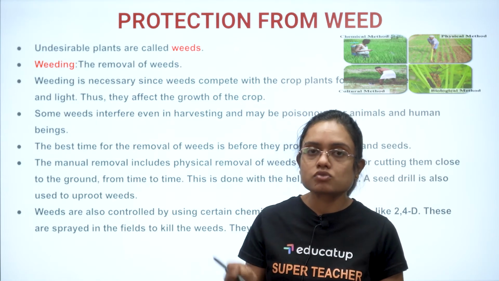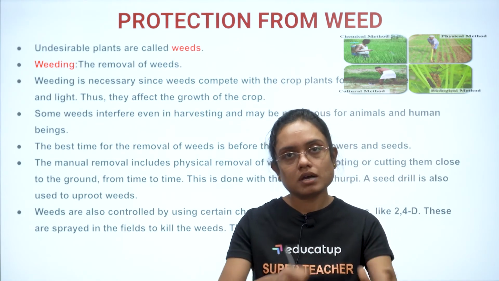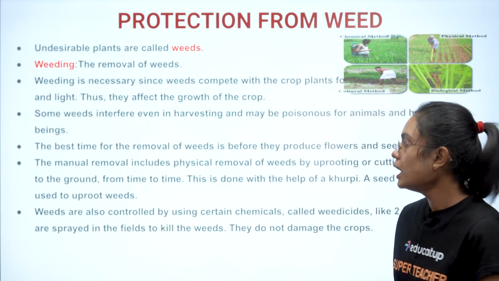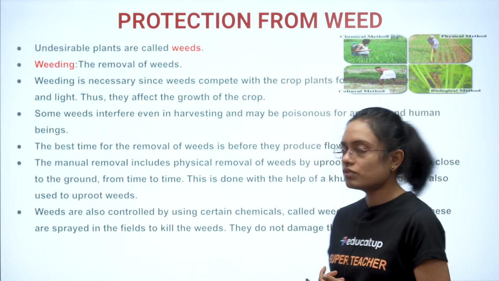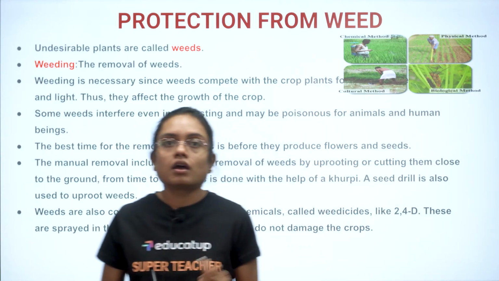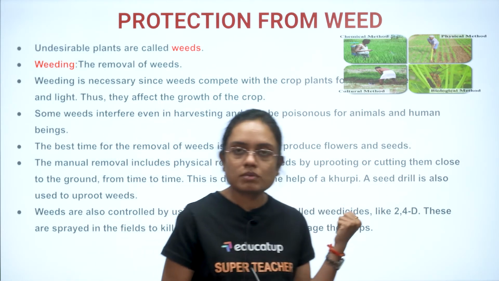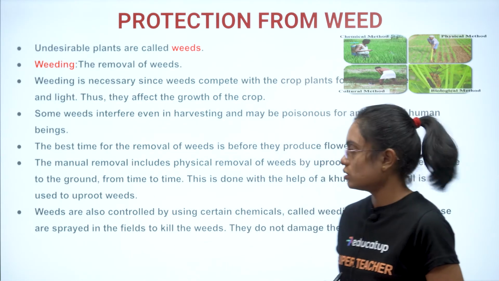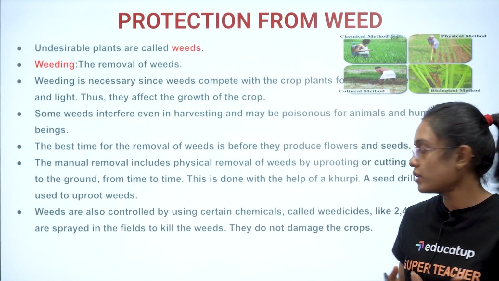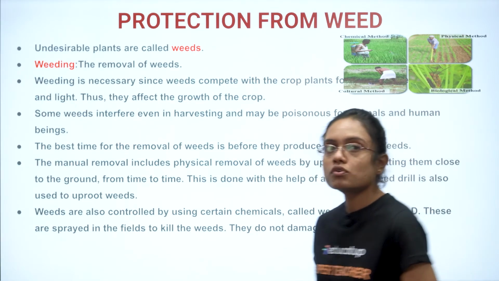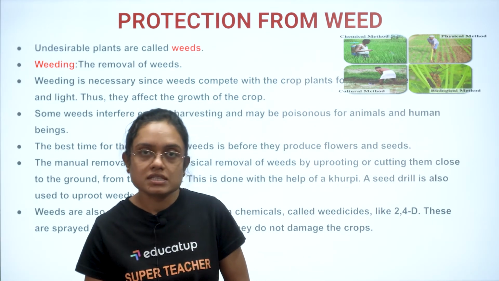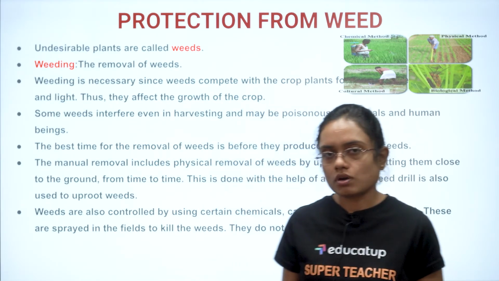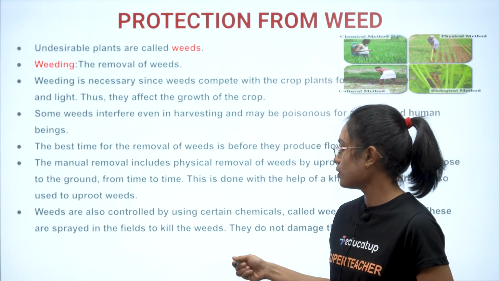The manual way is to use a खुरपी and take them out. हाथ से पकड़ के ऐसे जंगली घास को निकालते हुए आपने देखा होगा गार्डनर्स को. That is weeding only. Other than that, it can also be done with the help of a seed drill machine to uproot the weeds. Okay, जो अभी हमने देखा था modern method of seed drill, उसमें आप weeding भी कर सकते हैं. So weeds can also be controlled by spraying few chemicals like weedicides, which is 2,4-D. It's a kind of a weedicide which is sprayed to kill the weeds, and it does not harm your main crops. So this is weeding.